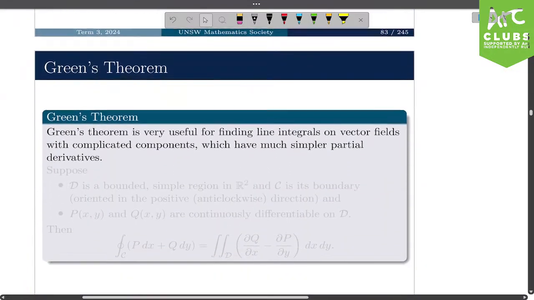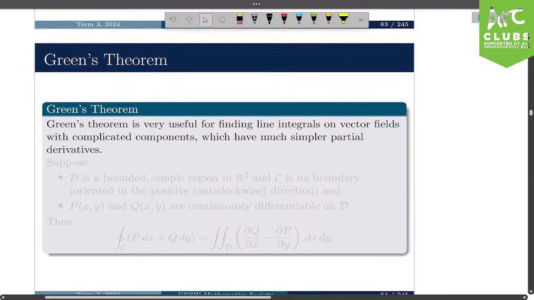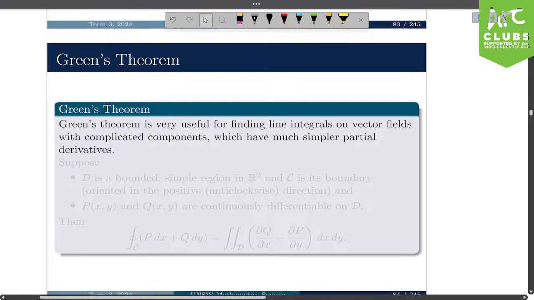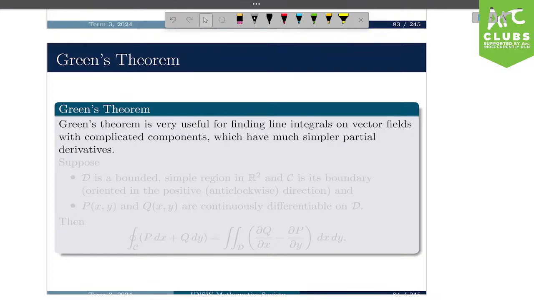Okay, so now we're moving on to my favorite theorem, Green's theorem. Love this one. This one's great. So this is great for finding line integrals on vector fields when we have really horrific components, because we can just take partial derivatives and oftentimes it simplifies into something really nice.